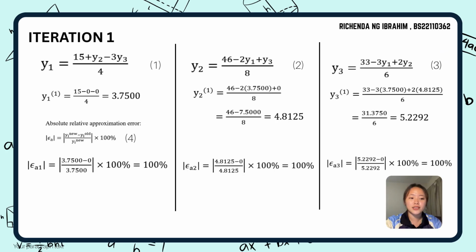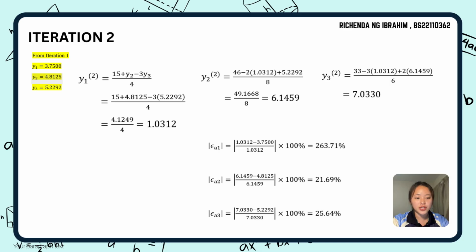For iteration 1, since all the initial guesses are 0, we substitute them into the equations and then calculate the absolute relative approximate error for all three equations. So the answer that we get for y1 is substituted into equation 2, and similarly for equation 3. We ran many iterations. Here's a snapshot of how the values evolve.